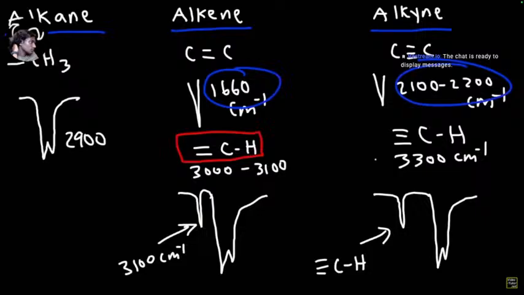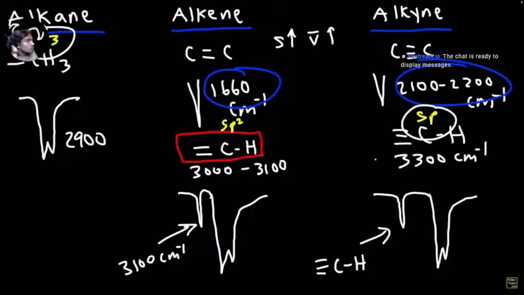So let's talk about the effect of hybridization on a wave number. So here we have an sp3 CH stretch. This is an sp2 CH stretch. And here we have an sp CH stretch. So notice that as the S character increases, the wave number increases. The sp CH stretch is composed of 50% S, 50% P. This is 25% S, 75% P. So as the S character increases, the wave number of the CH stretch goes up.